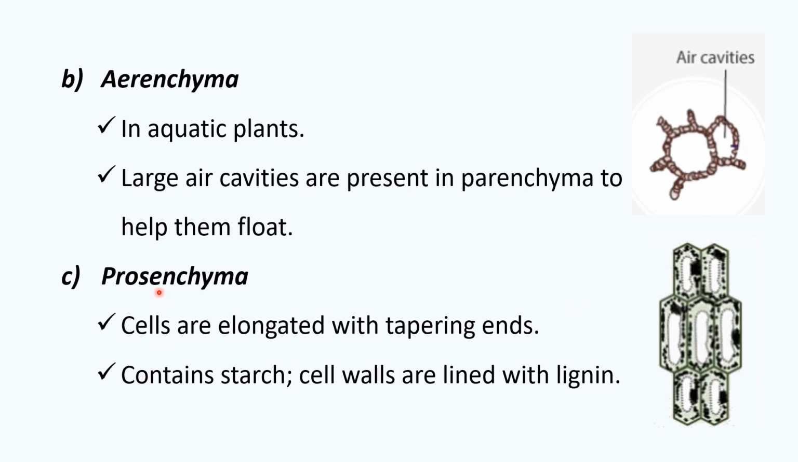Right. Next one, the third and last category of parenchyma, is prosenchyma. ये elongated cells होते हैं और इनका tapering end होता है. They contain starch और इनके cell wall में lignin present होता है.